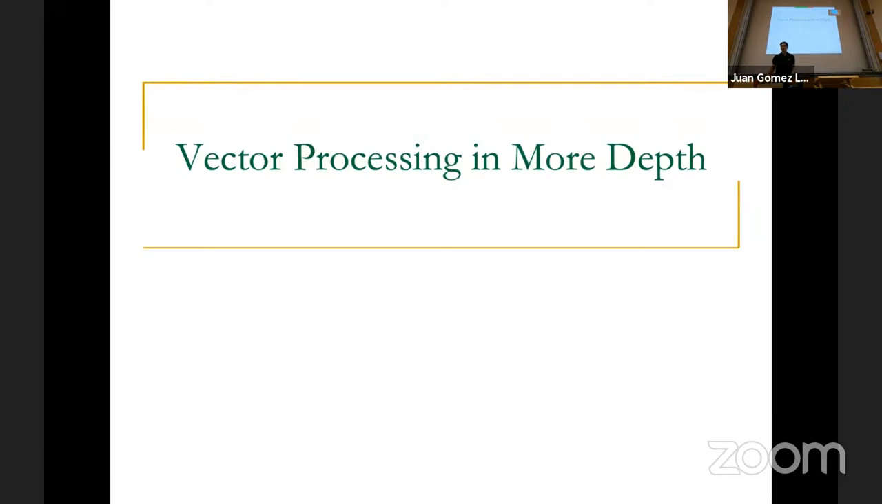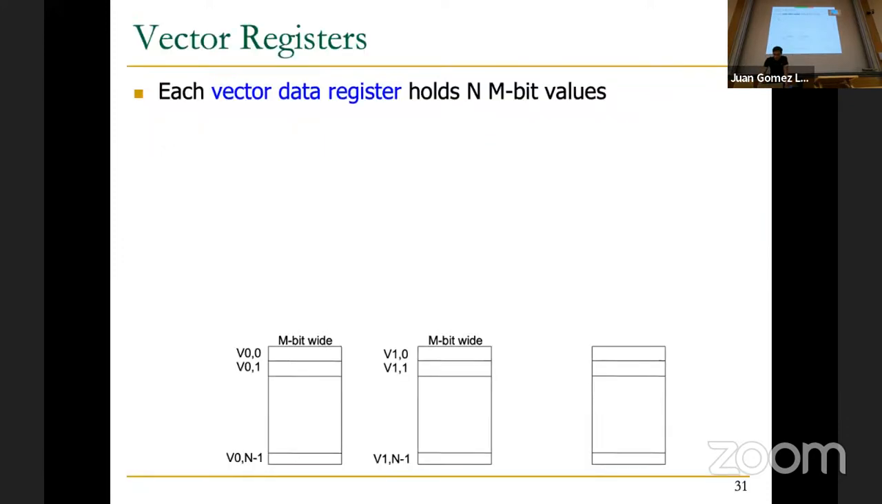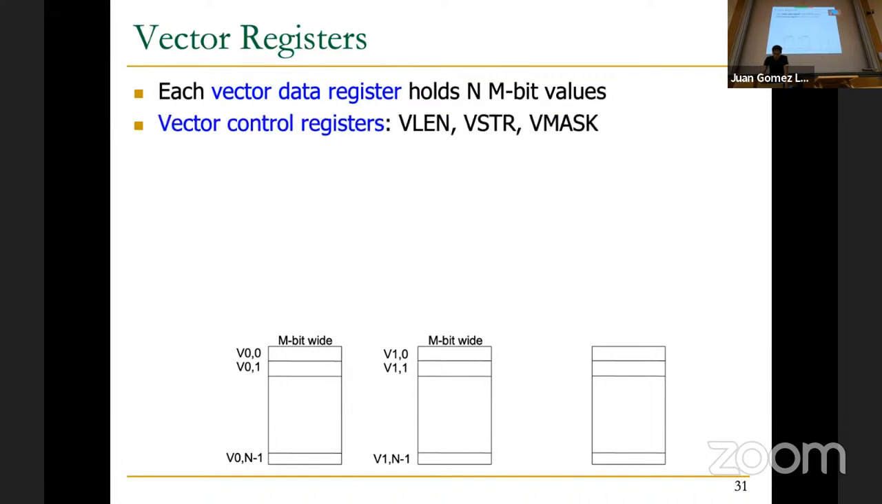Vector processing in more depth. So let's go a little bit more in depth about vector processors. Remember that we have vector registers. Here is where we keep the operands that we use in different operations that we execute in the processing elements, but we also have important control registers. We have already talked about one of them, the vector length. We have to define the number of elements that we want to operate on at the same time.